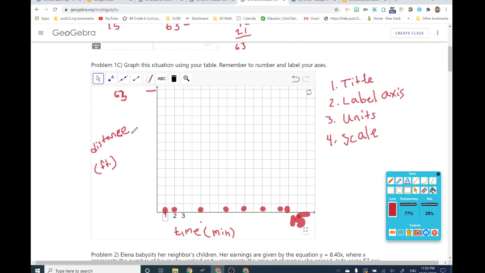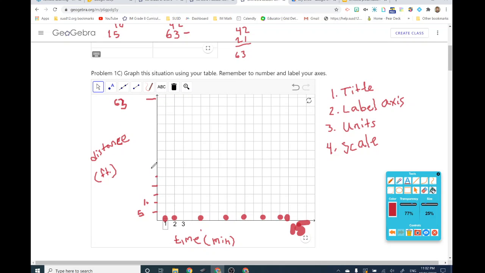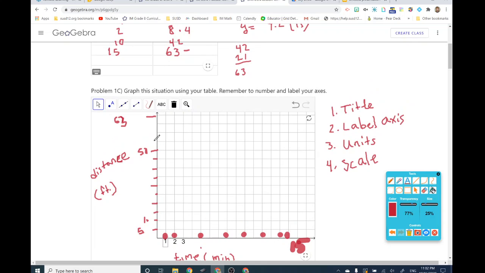Well, what can I do to get my scale up to 63? How about if I do counting by fives? 5, let's just try 10, 15, 20, 25, 30, 35, 40, 45, 50. Let me mark that before I lose count. 55, 60. Oh my gosh, looks like I did a pretty good job. 60 there. So this is going to be 65.